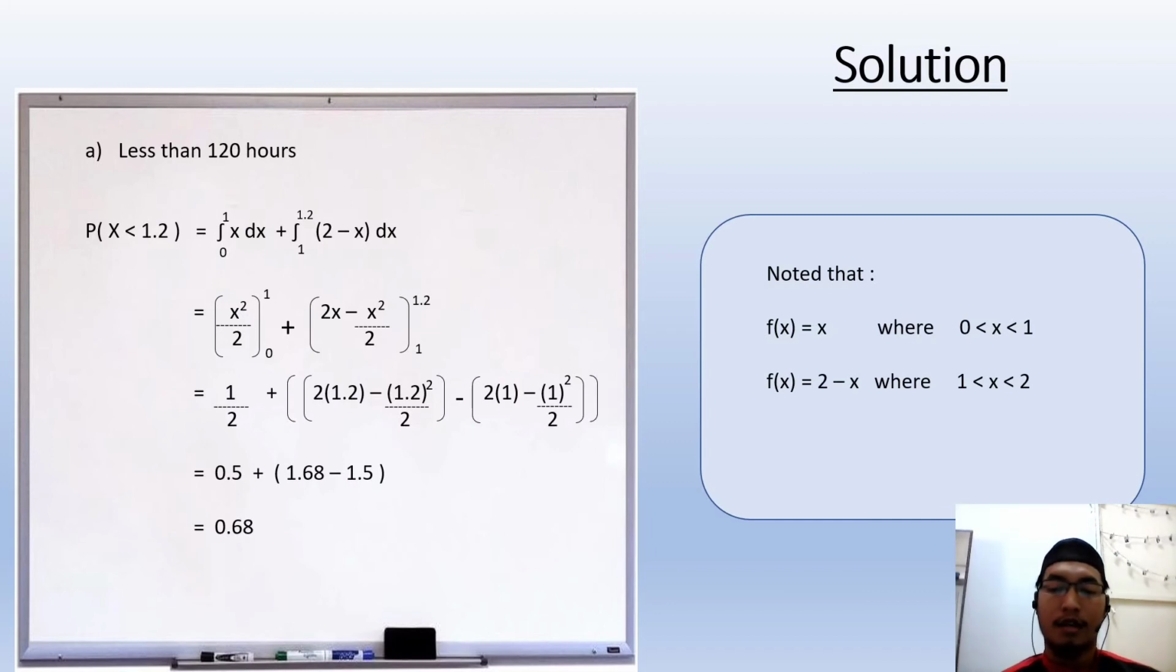Note that the function of x is used where the limit of x is 0 to 1, and the function of 2 minus x when the limit of x is 1 to 2. So we use both of the functions to solve this question. So we integrate and we substitute the values, and the last answer we got is 0.68.